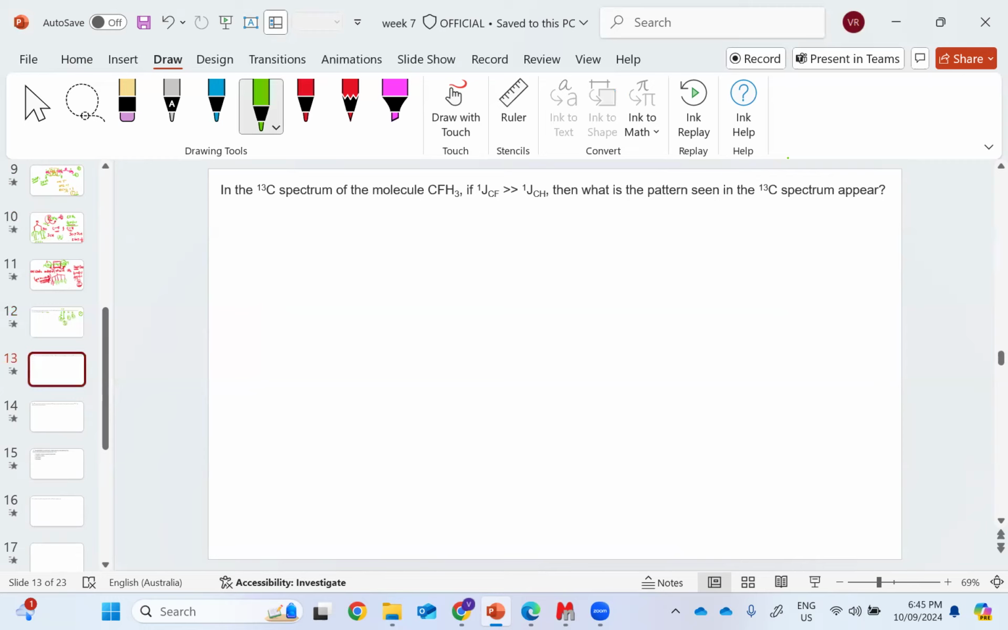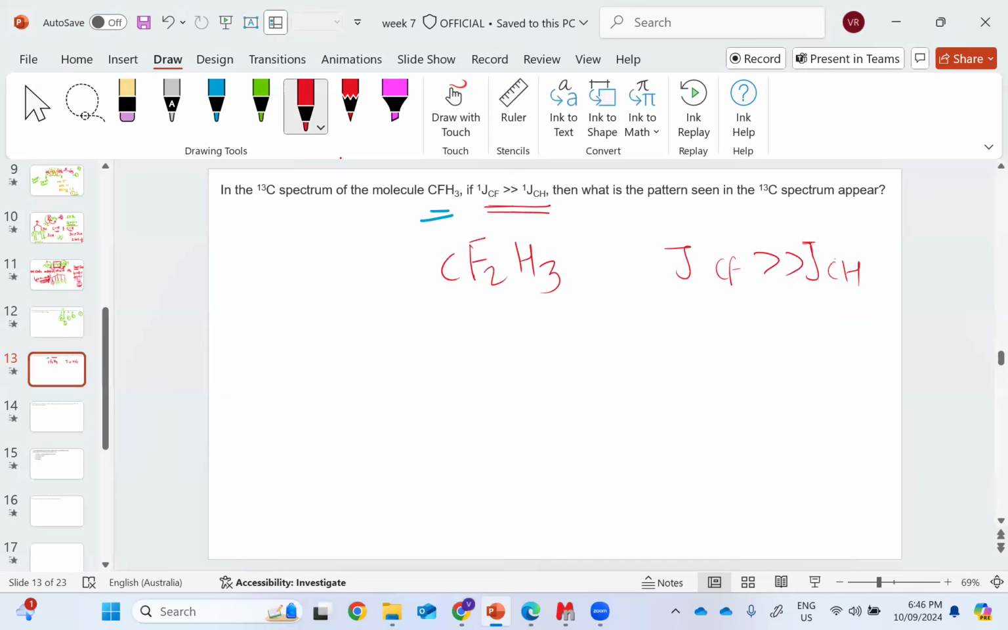So as I have mentioned earlier, we have given the example that we have already solved, I think. We have given one question. I will just change some molecules here. Instead of CFH3, I will take CF2H2. I will just take this example. And in the question it is mentioned that the J coupling for CF is higher than the J coupling value for CH. So what is the pattern seen in the 13C?